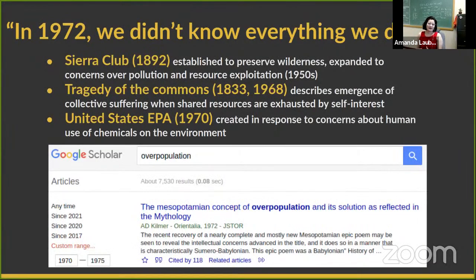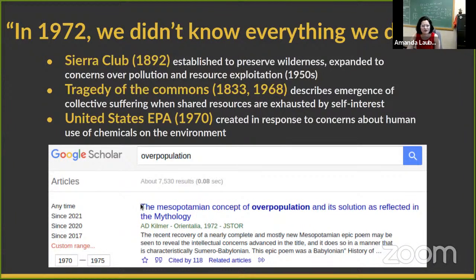And I also went ahead and did a Google Scholar search for just the word overpopulation between 1970 and 1975. This isn't an exhaustive way to see how much this was a conversation in the 70s. It was just one quick way to check. And there were 7,500 results. There would be more results if you check today, but we do a lot more science today than we did back then, more quickly.